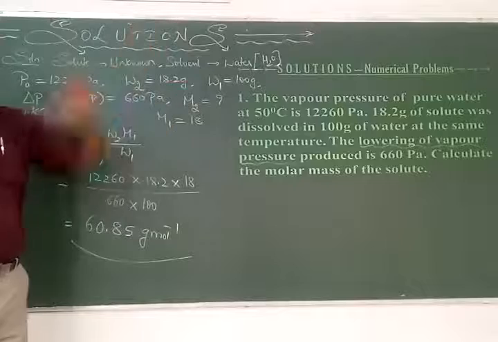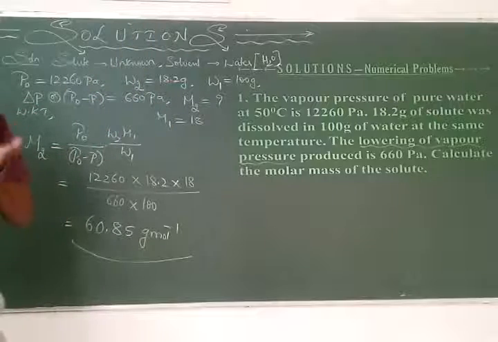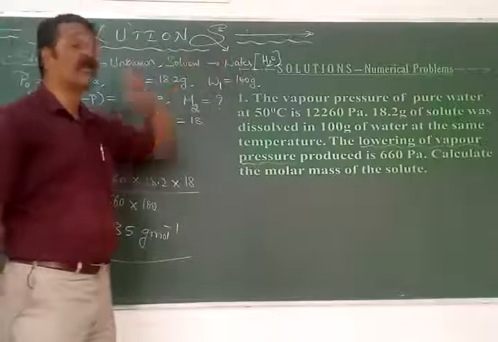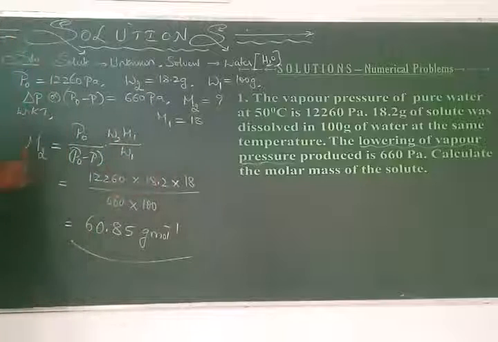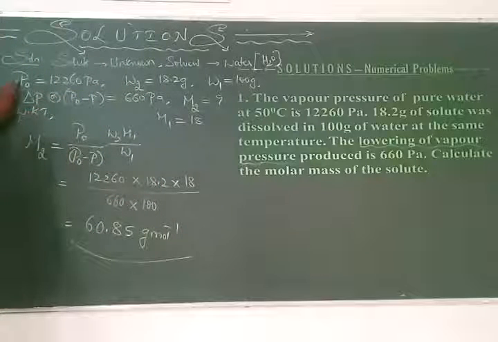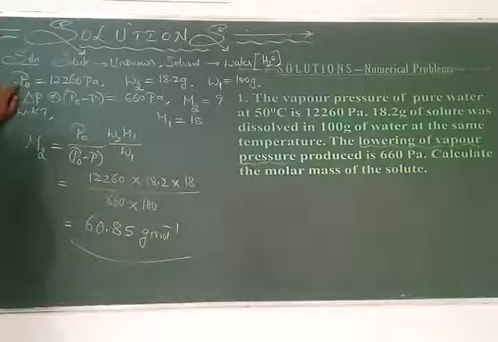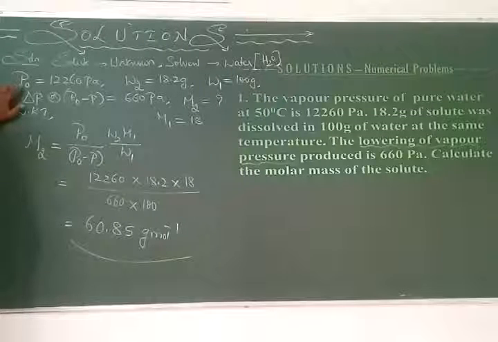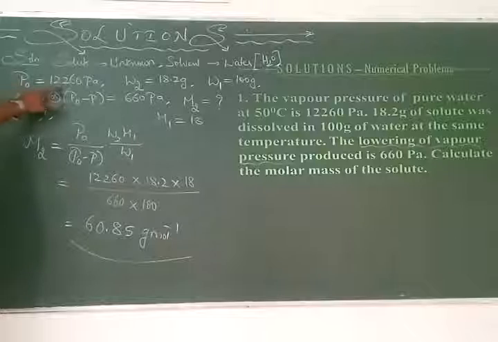Unknown. That is having a solvent. It is pure water, which means it is the solvent. What are the given things here? The vapor pressure of pure water. The symbol for vapor pressure is capital P. The vapor pressure of the solvent is P naught, and it is given as 122.